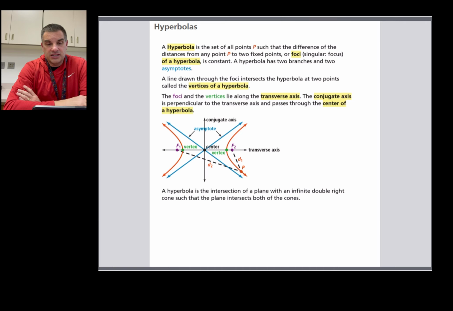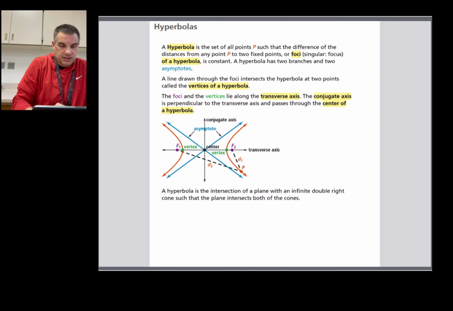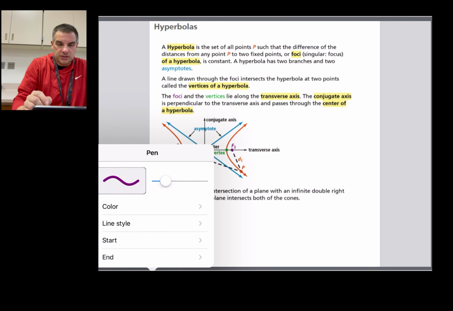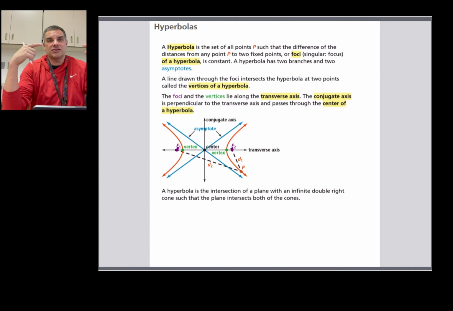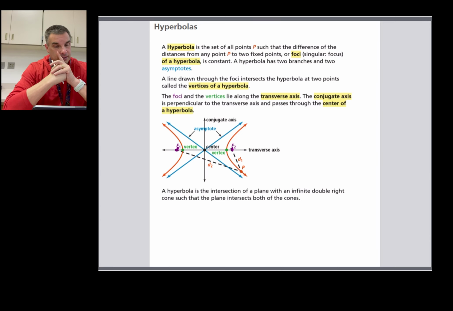So, pieces of the hyperbola that you need to know and understand. By definition, it's the set of all points P such that the difference of the distances from P to two fixed points, or the foci, is constant. So we've got foci, just like we've had before. They're the purple ones inside of there. Notice where the focus is located. It's located on what's called the transverse axis, which is essentially the longer of the two axes that we're going to use when we draw these. It's the way that they open. And we'll talk about the equations in a little bit. But those are the two foci.